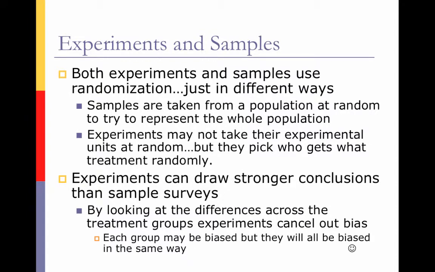Another difference between experiments and samples is that experiments can draw stronger conclusions than sample surveys. So by looking at the differences across the different treatment groups, experiments cancel out bias. Because if each group could be biased, and as long as they're biased in the same way, it won't affect our results because we'll be able to see past that bias. So experiments are a lot less likely to have that bias, and they're also the only thing that we can really use to try and prove cause and effect.